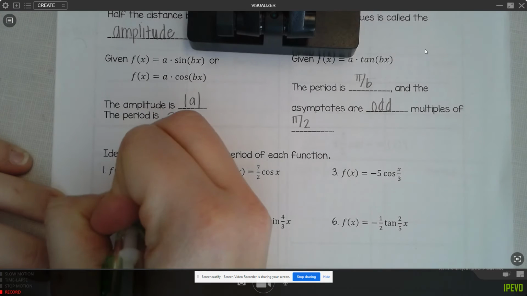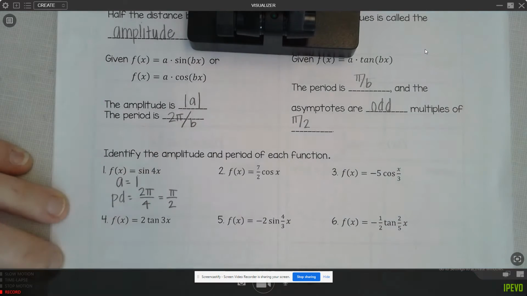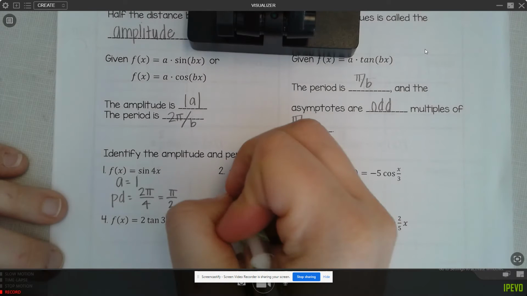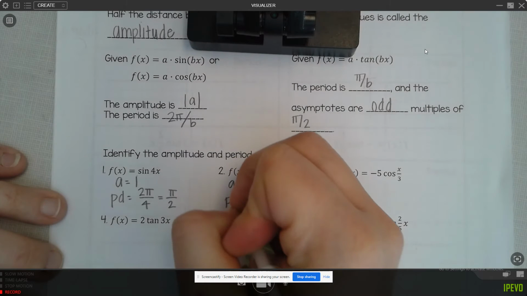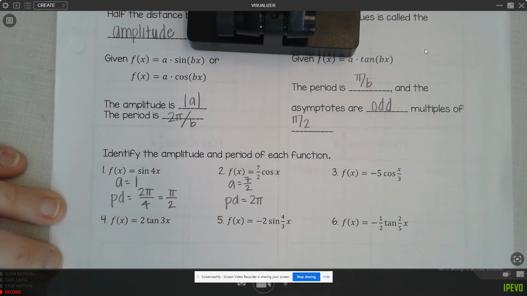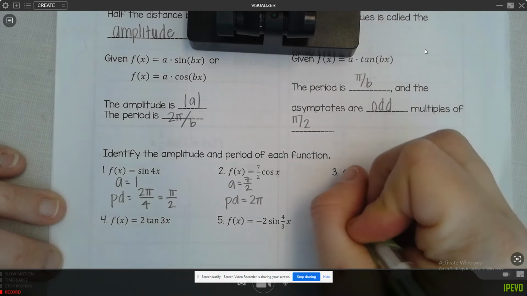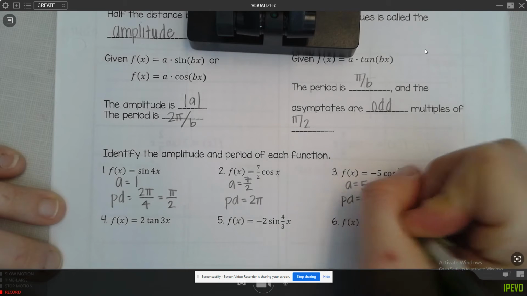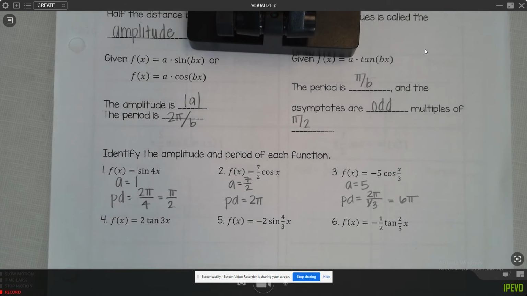So what's my coefficient here? For number 1, my amplitude is 1. And my period, since it's a sine function, is 2 pi over 4, which is the same as pi over 2. Number 2, my amplitude is my coefficient, so 7/2. And my period is 2 pi over b. There's no coefficient of x, so it is just 2 pi. For number 3, my amplitude, remember it's the absolute value, so my amplitude is 5. And my period is 2 pi divided by 1/3, because my coefficient of x is 1/3. So my period is 6 pi.